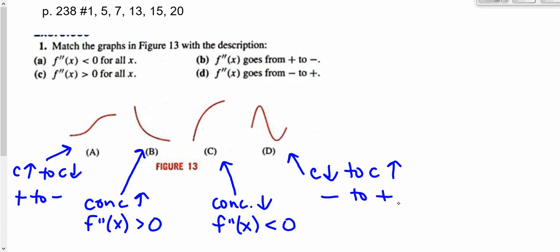Okay, so based on that, we should be able to match things. Part A, the second derivative is negative. That would be C. Part B, the second derivative goes from positive to negative. That would be A. Part C, the second derivative is positive. That would be B. And part D, the second derivative goes from negative to positive. That would be D.